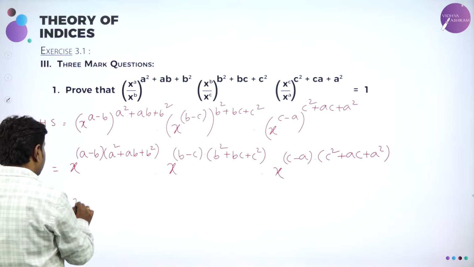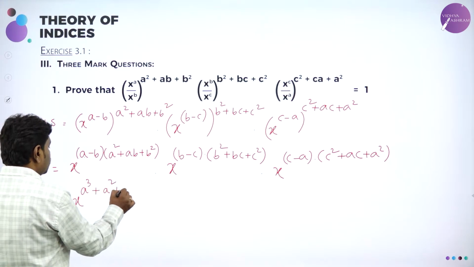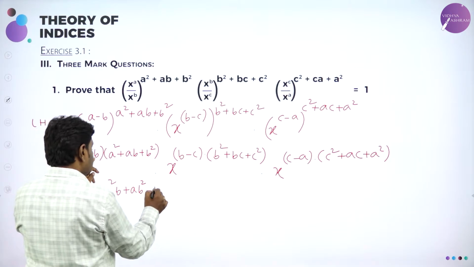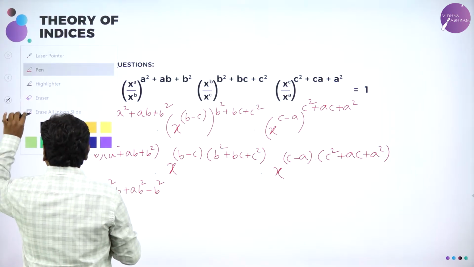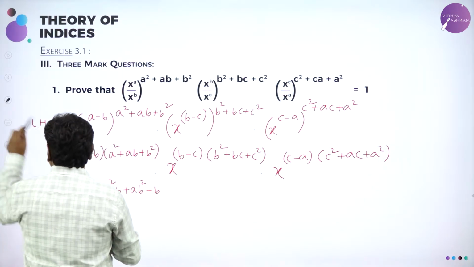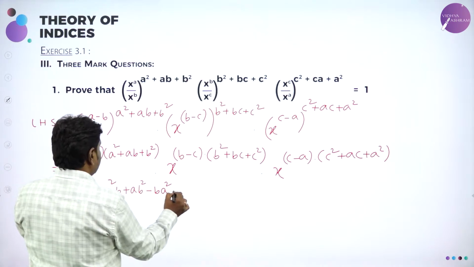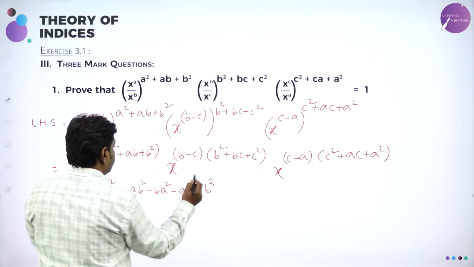So before that we'll multiply. a into a square is a cube. a into this is a square b. ab square. Then you multiply minus b. Minus b into a square is minus a square b. Minus b into ab is minus ab square. Minus b cube.